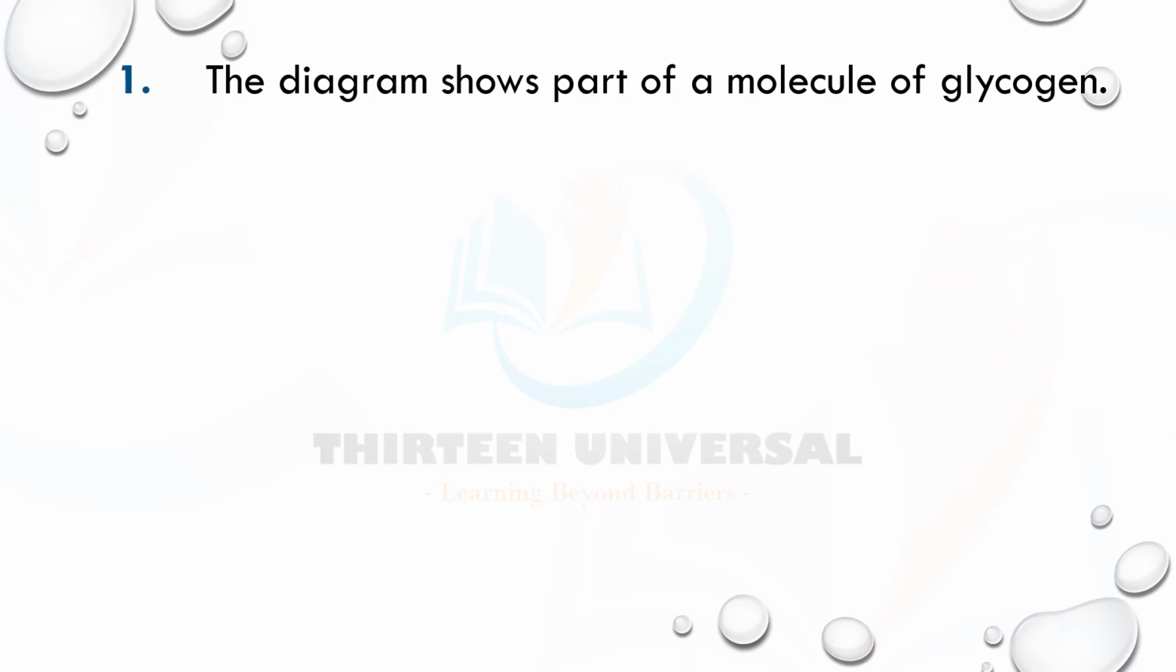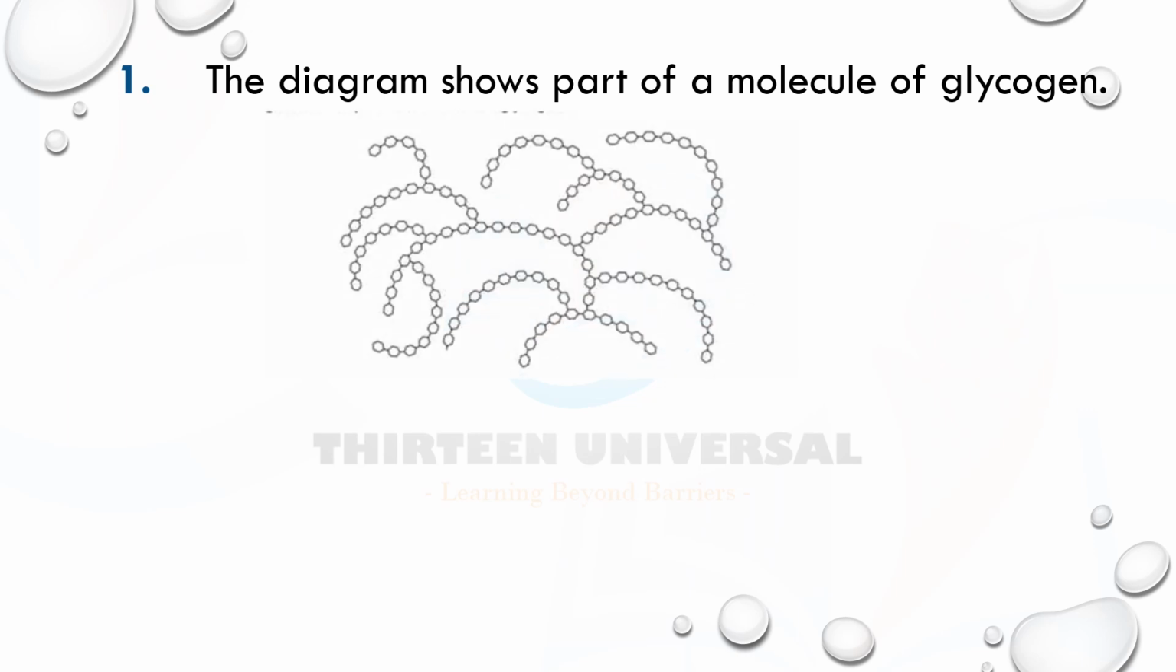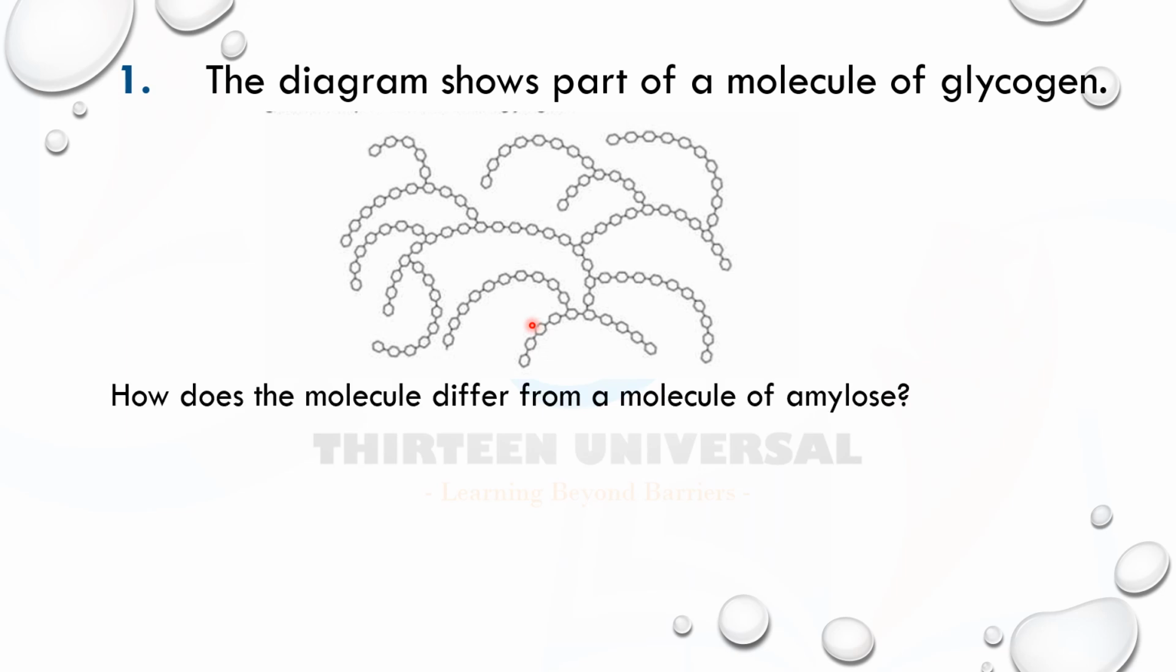So the first question goes: the diagram shows part of a molecule of glycogen. Glycogen is highly branched, it has many free ends. That gives it a compact structure. You can see glycogen is highly branched. And so watch this. How does the molecule differ from a molecule of amylose?